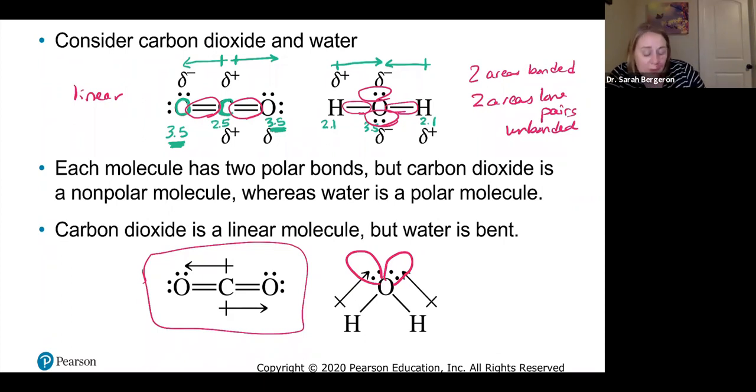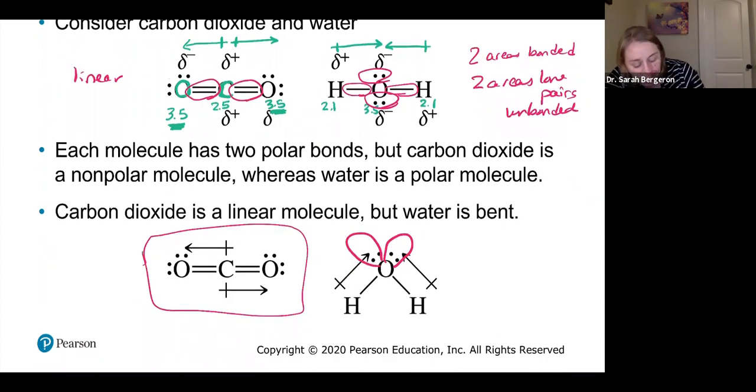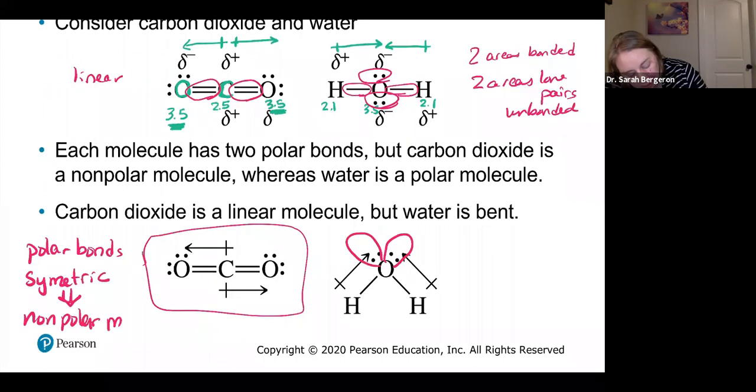So if you have something that has polar bonds but is symmetric, what you end up getting is a non-polar molecule, right? A linear shape is symmetric. If you have the same atom on the outside and you have these same arrows, what actually ends up happening is these arrows cancel each other out. And so you actually end up having a non-polar molecule.